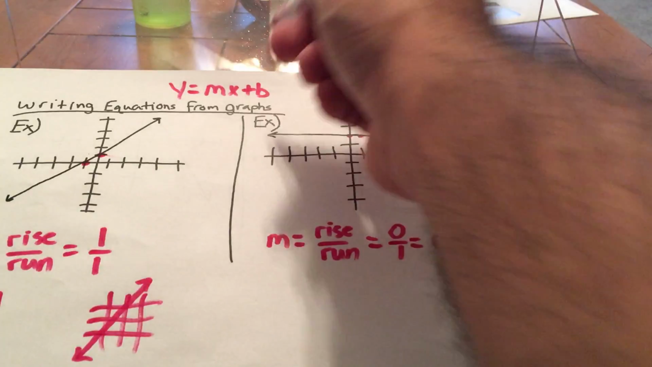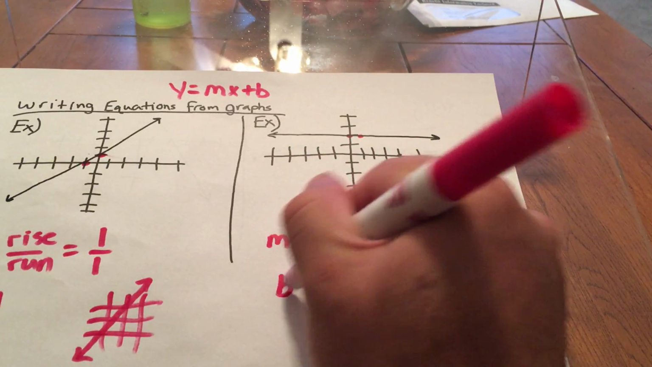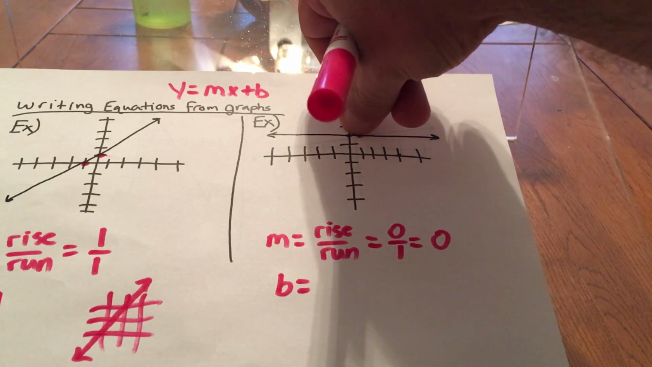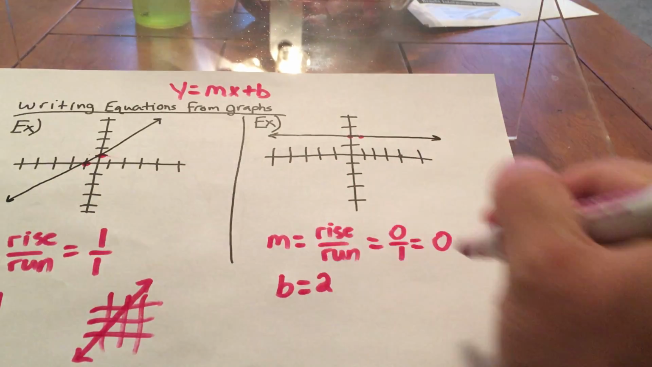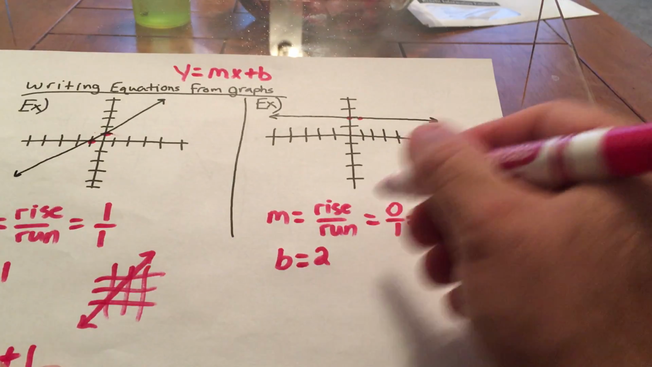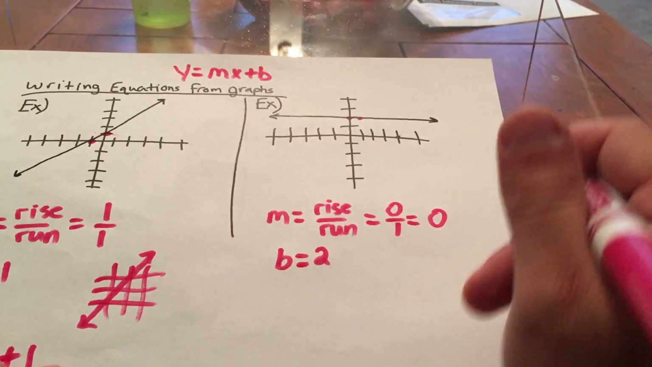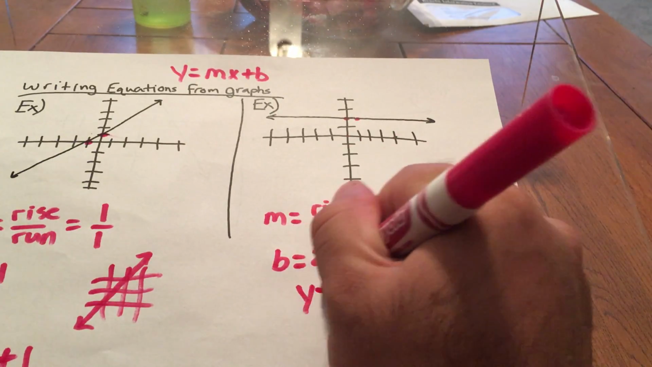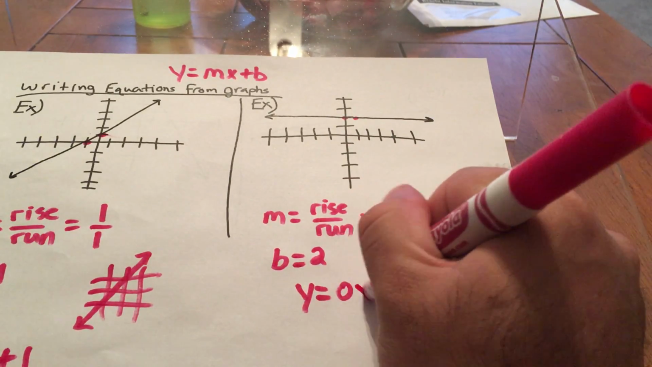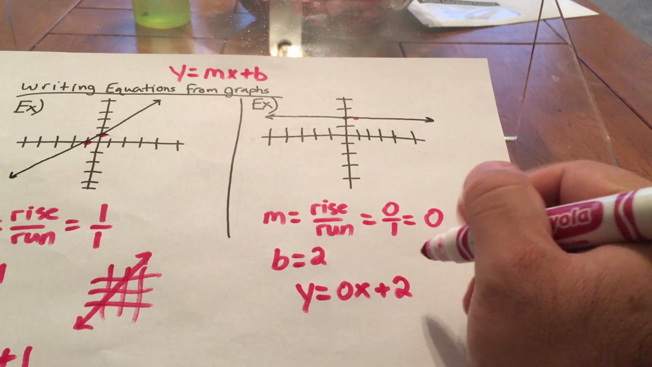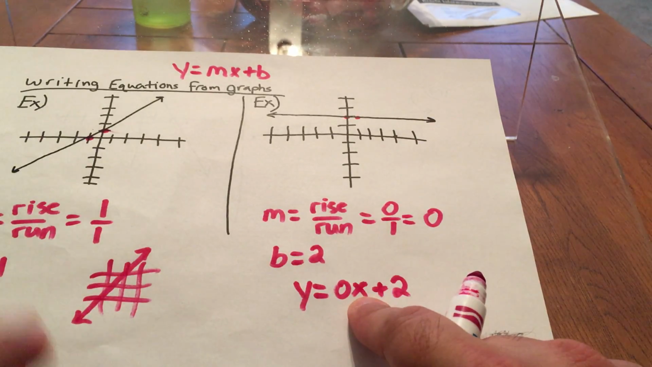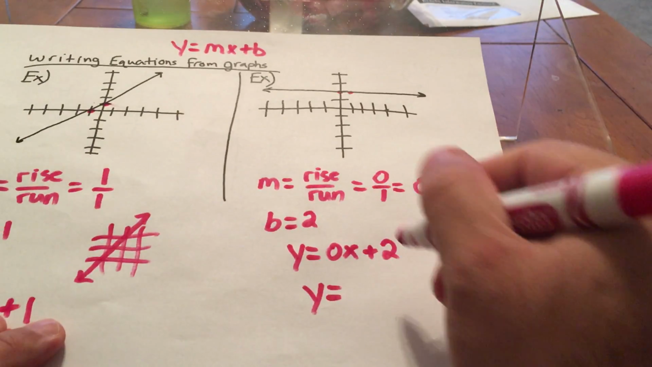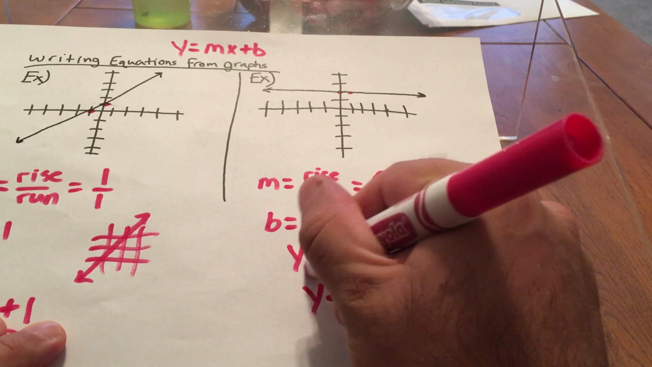All right? Your y-intercept, that's where it's crossing the y-axis. So this line is coming through and touching this up and down axis at y equal to 2. So your b is equal to 2. So now we've got m and b. We can plug it into our equation up here and get a number. So y is equal to 0x plus 2. But if you remember, 0 times anything is still 0. So we can say that this is the line y equal to 2.